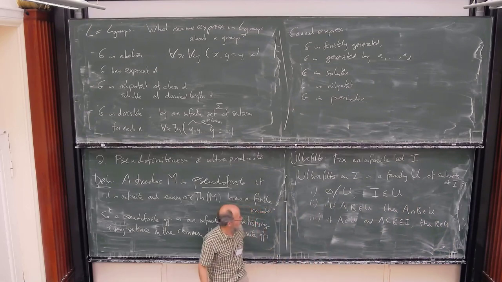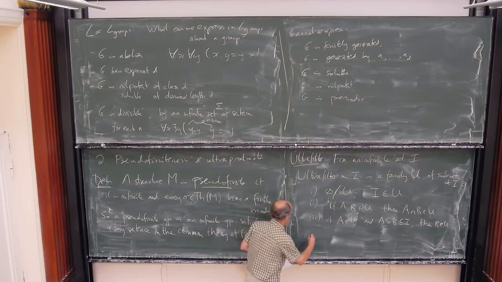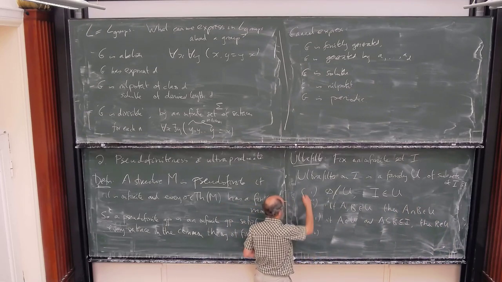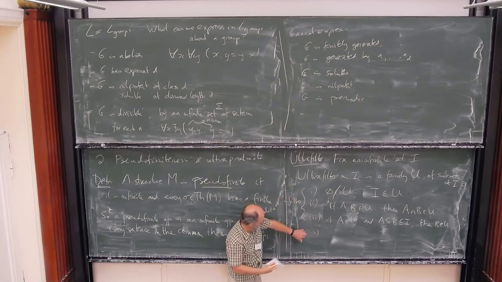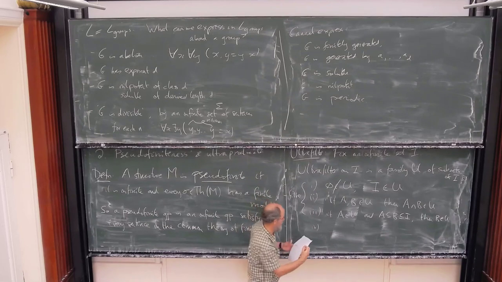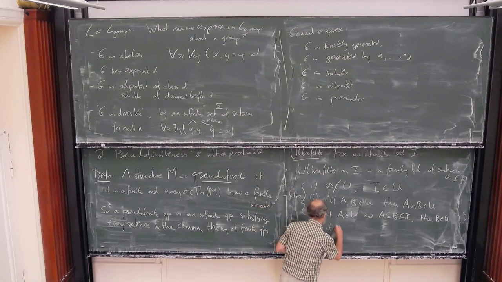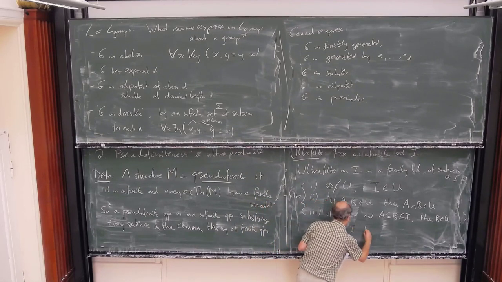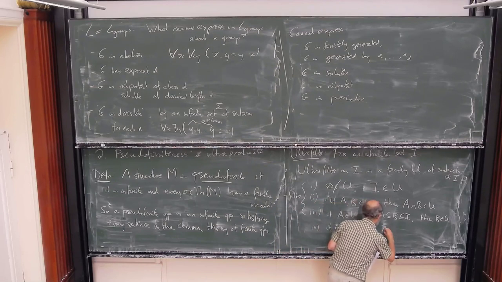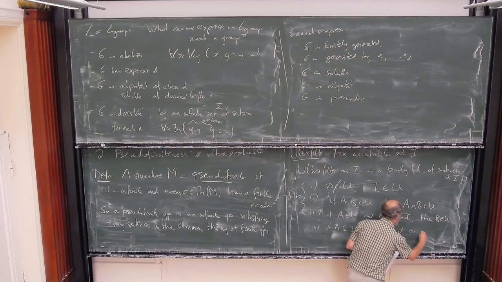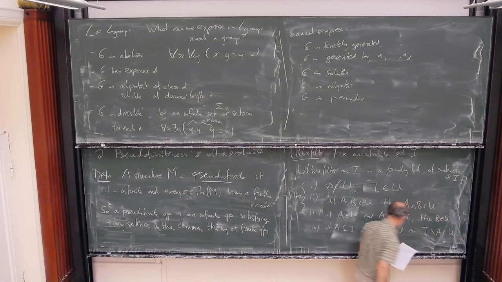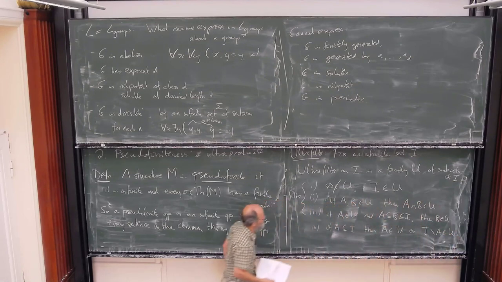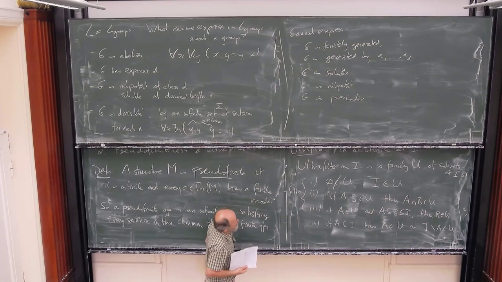And then the ultra bit. So these are just filter axioms. This is really saying that the thing is a maximal filter. So this comes down to saying that if A is any subset of I, then A is in U, or I minus A is in U. Okay, that's an ultrafilter.